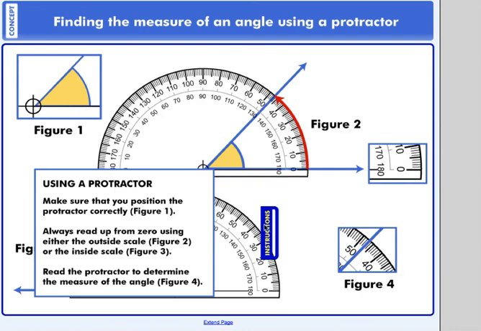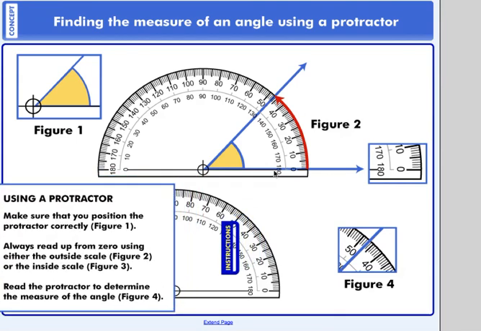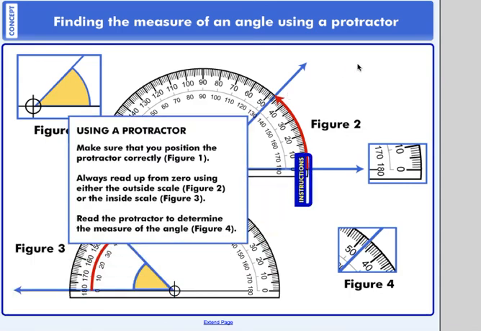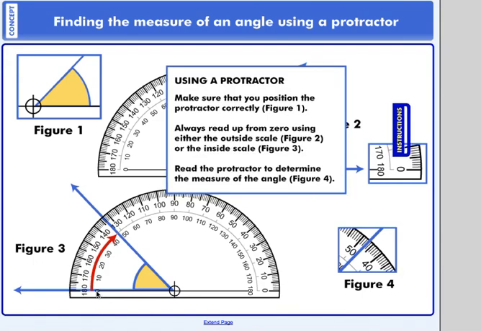The second thing you want to do is always make sure that you are reading up from the 0. Okay, so if your line is along here on the 0, I need to start at 0 and read up from the 0. Whether I'm on this side or if I start on this side, I'm starting at the 0 and I'm reading it up this way. Read the protractor, okay, and that helps you determine if you start at 0, you know which set of numbers to use.